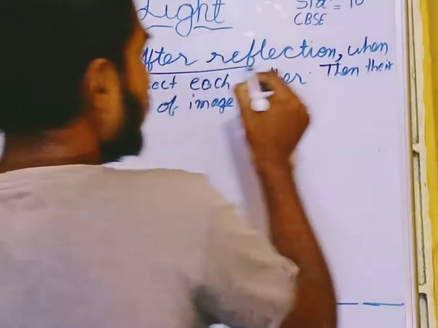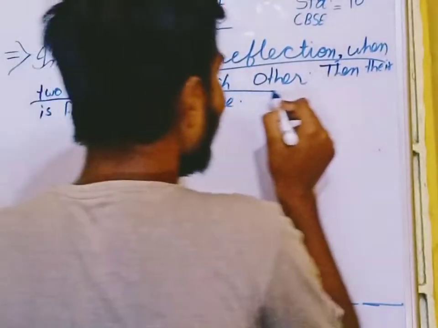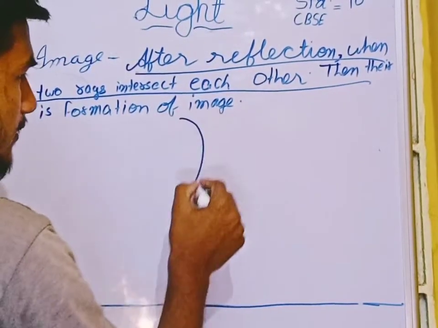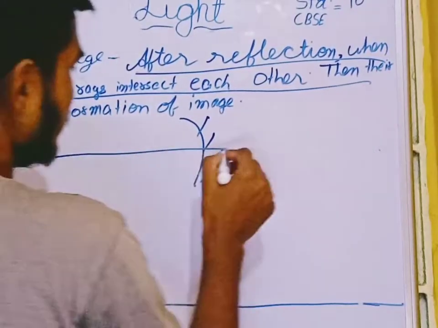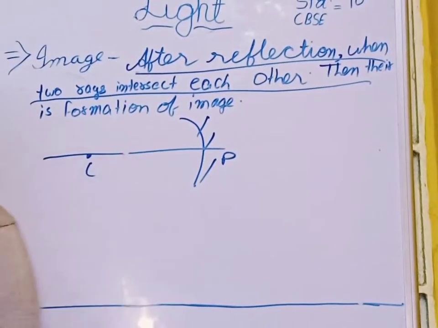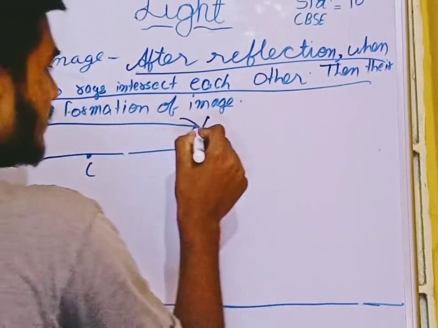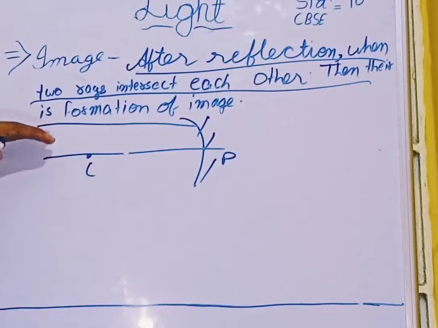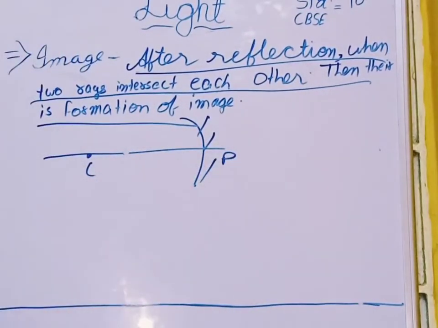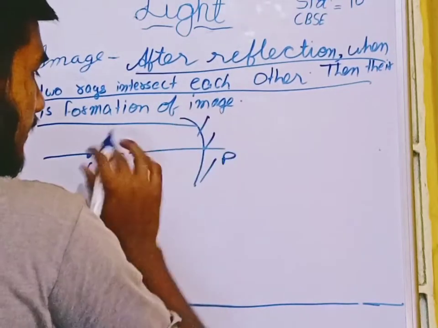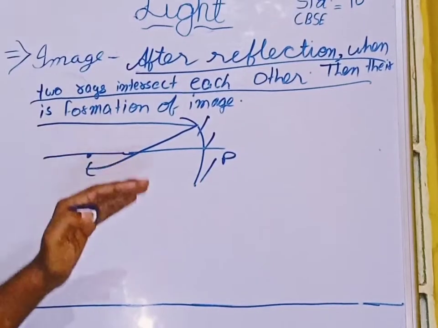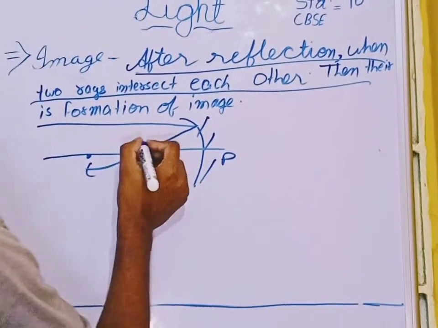After reflection, when two rays intersect each other, then there is a formation of image. It means that after reflection, this is P, this is C. We know that whenever a ray of light is parallel to the principal axis, then after reflection it intersects at a point. That point is known as focus.